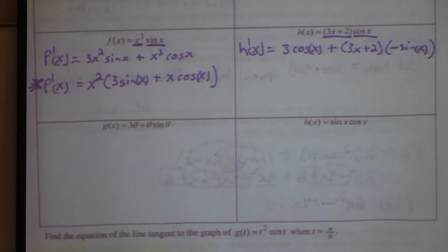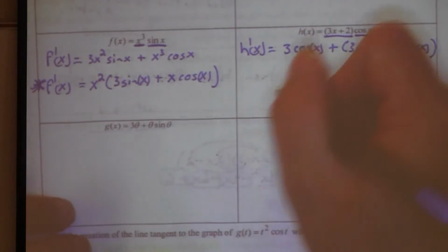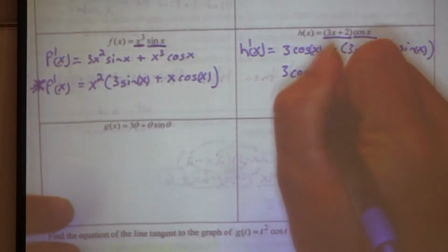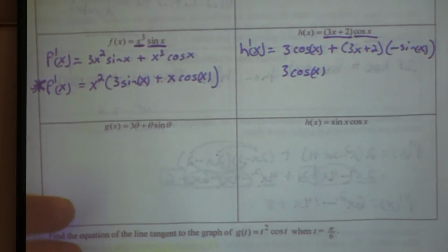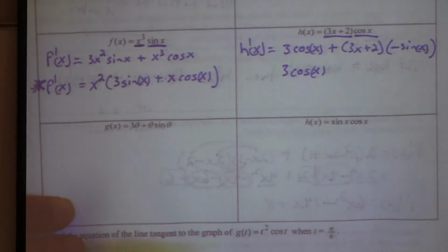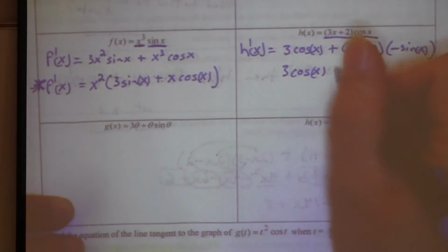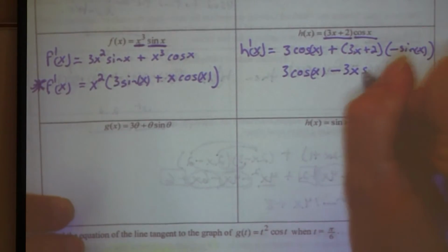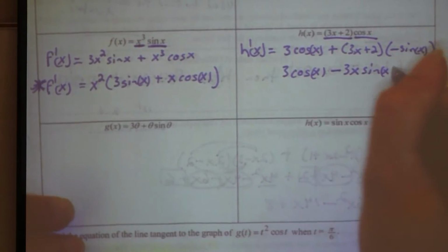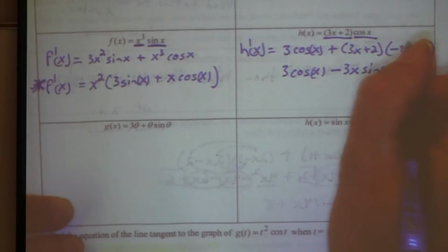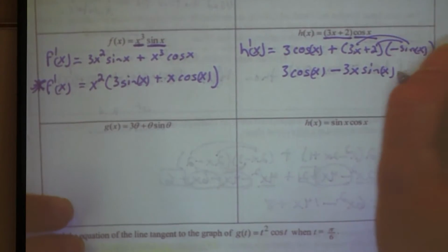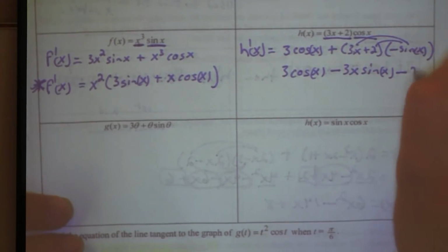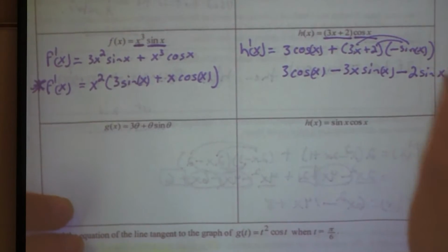Okay, so can we expand that a little bit? What will that give us? 3 cosine x, then this times this gives us minus what? 3x sine x, and then this times 2, minus, right? 2 sine x.